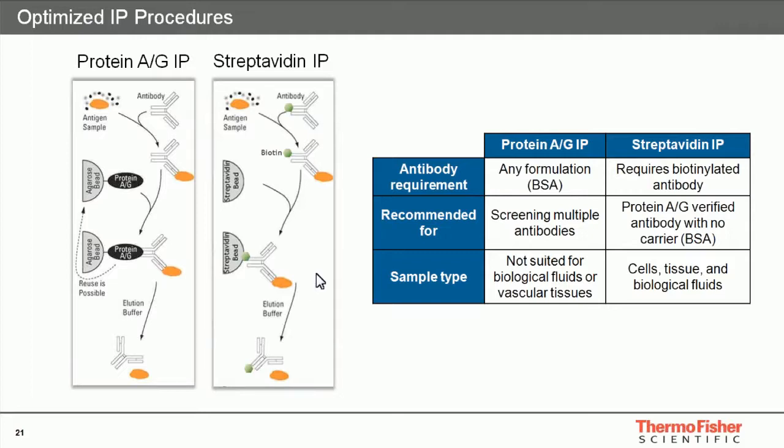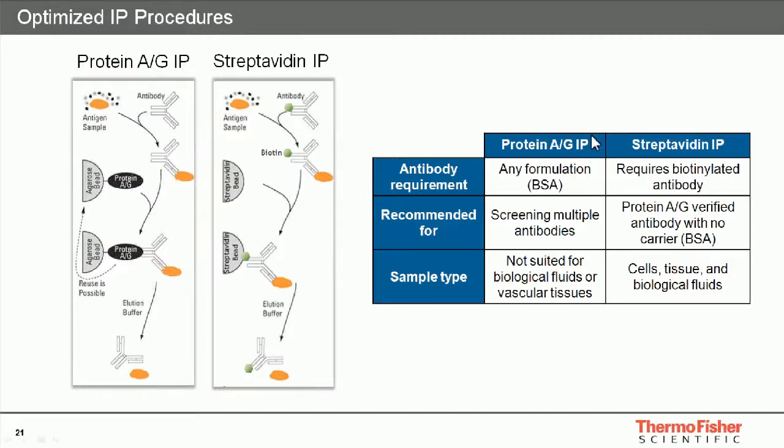With both methods, we do see antibody leaching in your IP eluate. But since we are doing the LC separation before we do the mass spec detection, a lot of these antibody fragments after digestion don't overwhelm the overall signal.